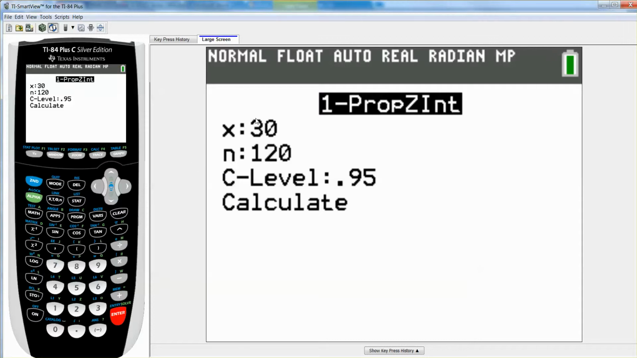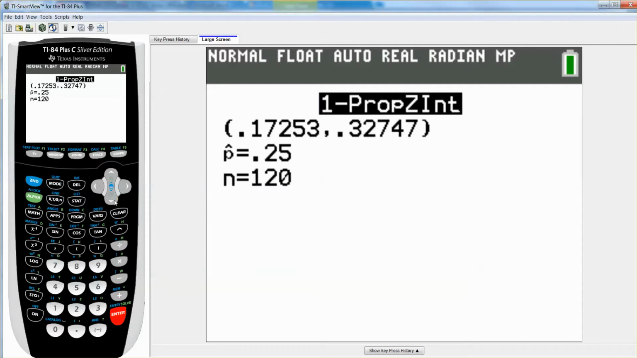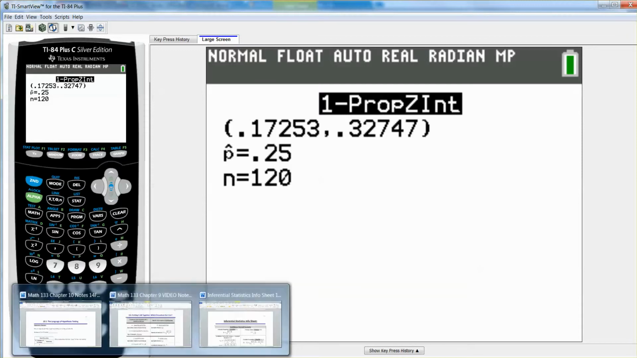You tell it X, which is the number that were in the group that you wanted. So the percentage of people that approve of the president, or the percentage of people that are going to give away Halloween candy. This particular one was the number of red beans in my scoop, that kind of thing. And N is the number of people you called altogether, the total in the sample. Then you just put in your confidence level as a decimal and press calculate, and it's done. And notice it gives you P hat at the same time. All right, so there's that.